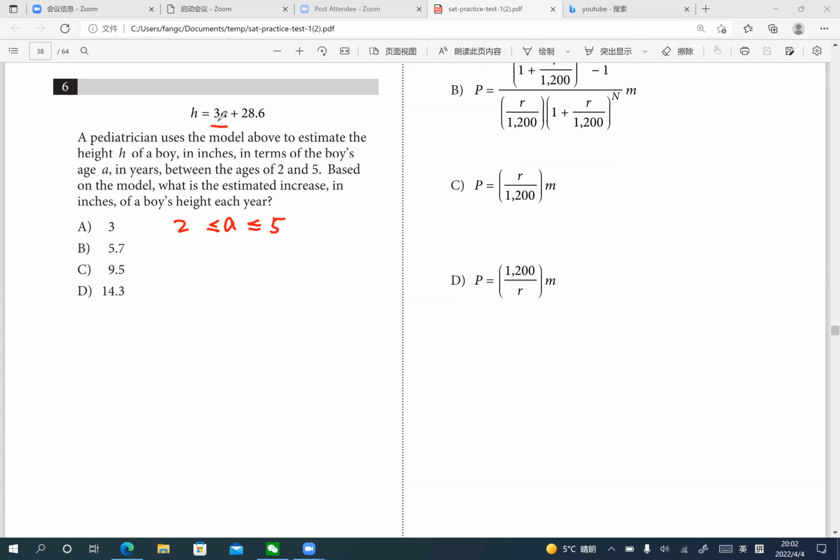From the equation, we can tell the coefficient of the independent variable a is 3, so the slope of the function is 3. And the slope equals the change in y over the change in x, which means whenever a increases 1 unit, correspondingly y will increase 3 units. So in our case, whenever the age increases 1 year, the boy's height will increase 3 inches. So we should choose option A.